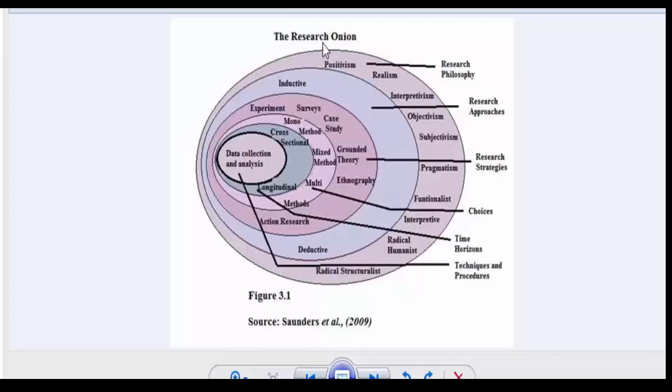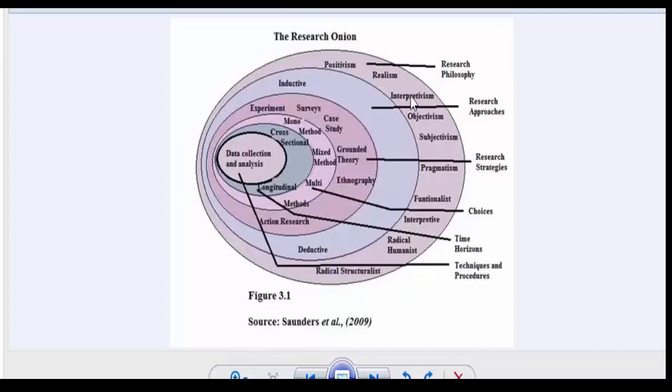For example, if we see this research onion, the first thing is the research philosophies. There are many kinds of research philosophies, as you can see: positivism, realism, interpretivism, and things like subjectivism or objectivism. There are a lot of things we will talk about. That will be the focus of this lecture.